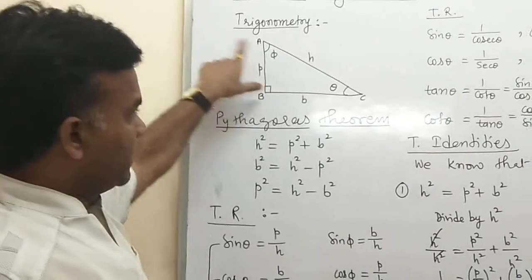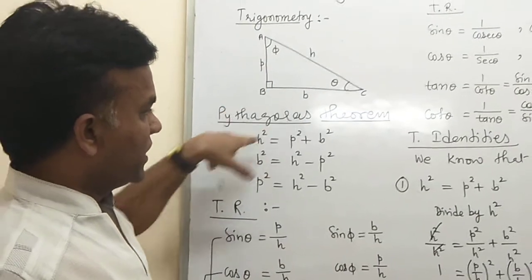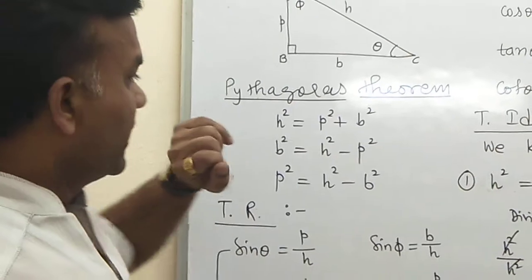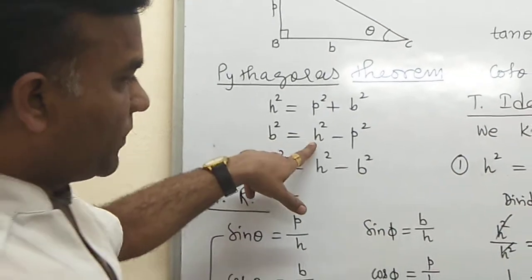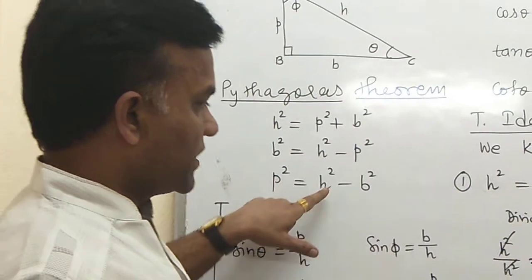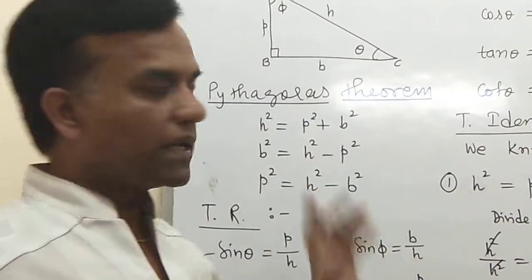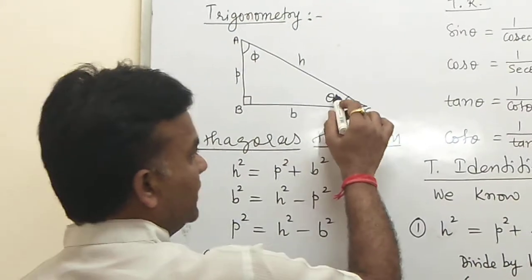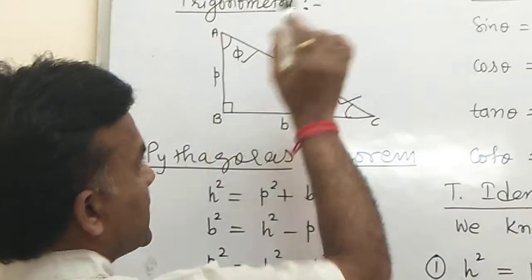Pythagoras theorem for this triangle. So here we have hypotenuse square equal to perpendicular square plus base square, and then base square you find out as hypotenuse square minus perpendicular square. Similarly, perpendicular square equals hypotenuse square minus base square. There are three conditions. And now here we consider this triangle, one angle is theta and another angle is phi.